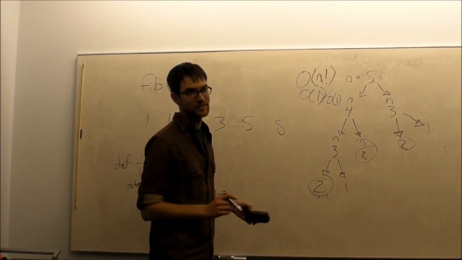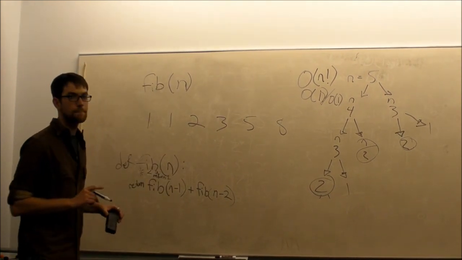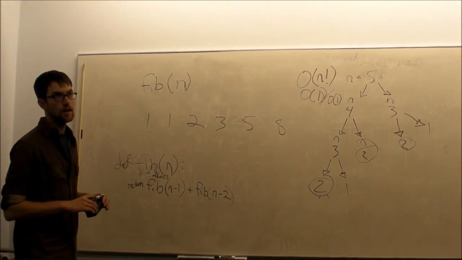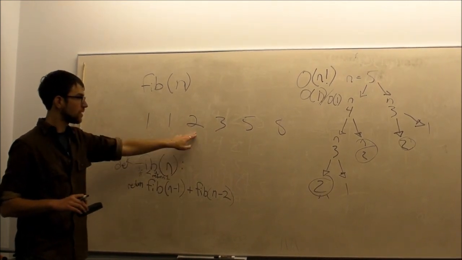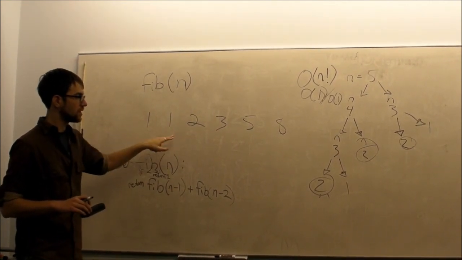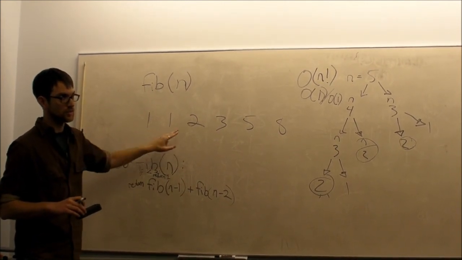So the value of 3, you mean the value of the third Fibonacci? Fibonacci. Yeah. So 2. The value of 3 is 2, right? The third Fibonacci number is 2. Yes. So that's how you would have it for first, second, third. Yes.